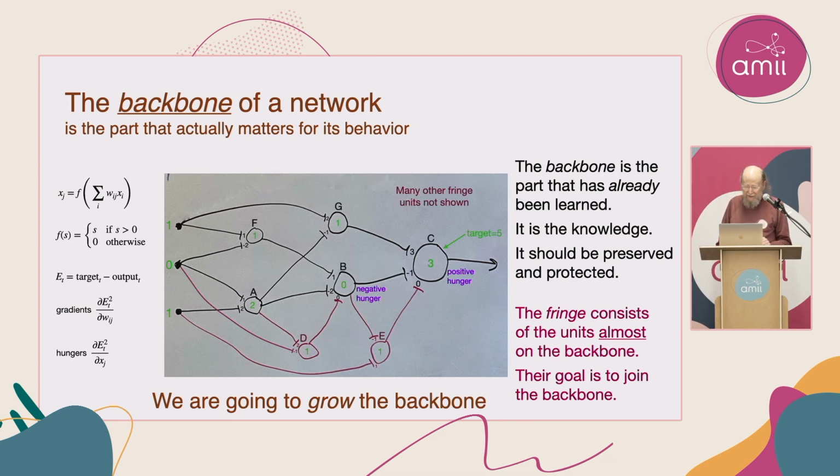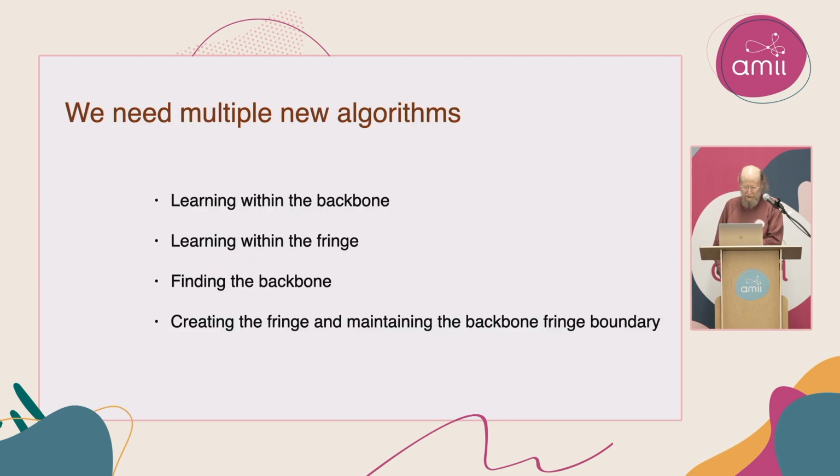Oh yeah, I added these so that we could talk about the nodes, or if you wanted to ask me a question about a node, you could just refer to the node names, A through G. But I hope you got the idea. Because the idea is, with this design, we need multiple new algorithms. We need to learn within the backbone, we need to learn within the fringe, we need to find the backbone, we need to maintain the boundary. So let's just talk briefly about those things and think it through in our heads.